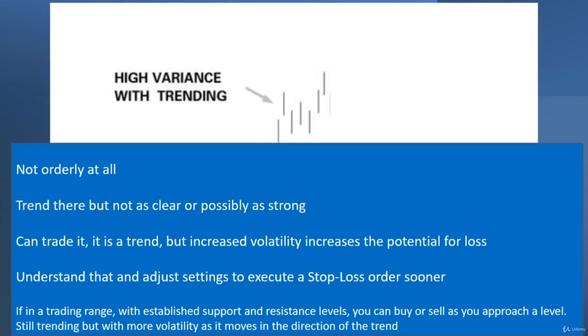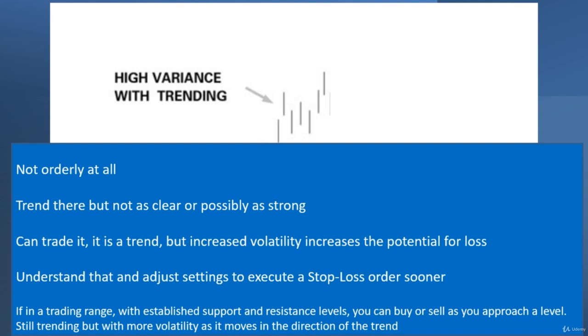So if we look at high volatility or high variance with trending, there's a trend, but there's a lot of variance within that trend, and it's really not orderly at all. Remember our low variance with trending, how nice and smooth that all looked, just generally marching up the mountain, so to speak. Well, here it's definitely going upwards in that example, but it's all over the place as far as the pricing.